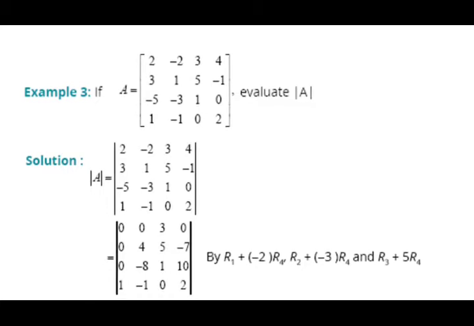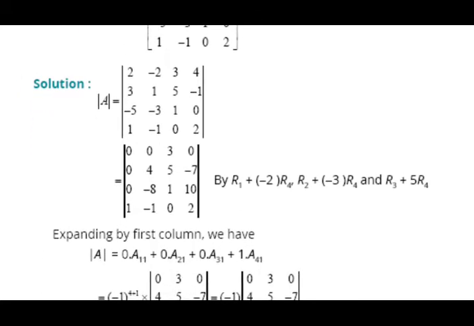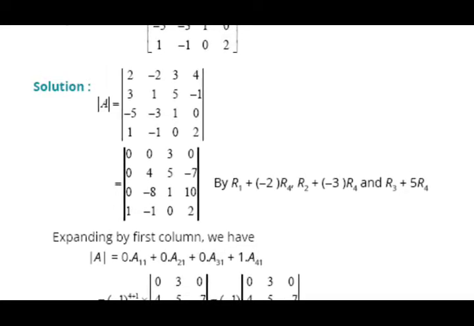Now here we find the determinant of 4 by 4. The first way is the original way, like we find the determinant of 3 by 3, we expand it by the first row. But here we reduce it to the form of 3 by 3, like we first arrange the first column with the help of row operations.